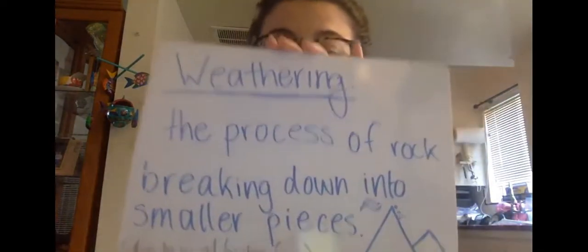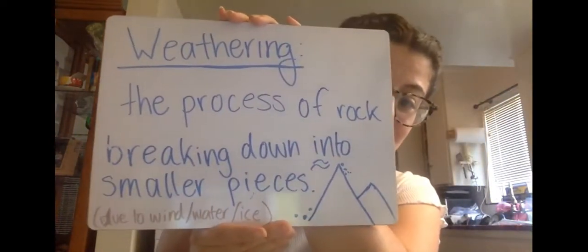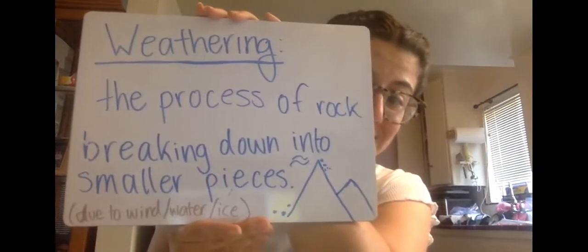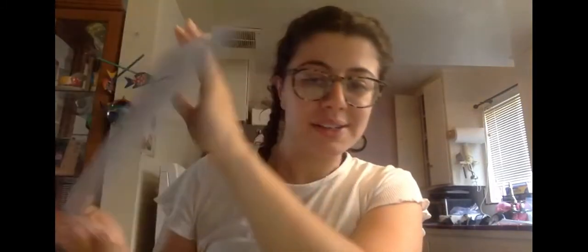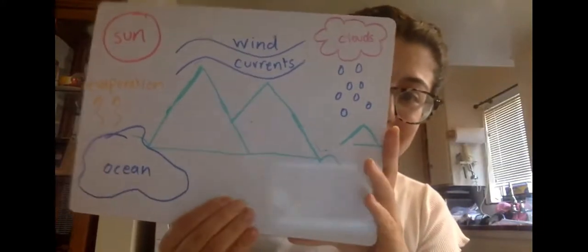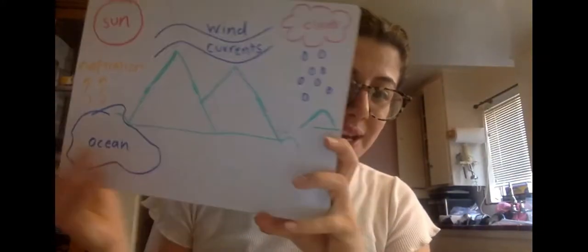But to refresh our memory, how do we make sediment? Well, part of the process is known as weathering. That's when rock is broken down into smaller pieces, otherwise known as sediment, due to wind, water, and ice. But what drives weathering? Why do we even have weather on Earth? It's because of the energy that comes from the sun.